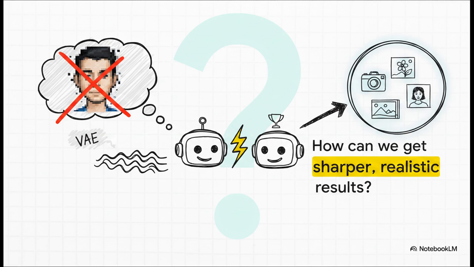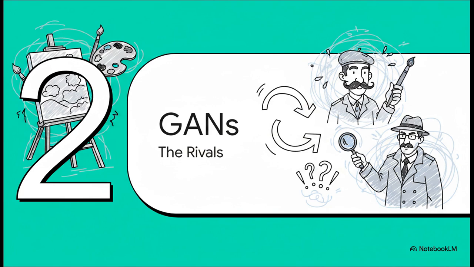To solve this whole blurriness problem, researchers had this really clever idea. What if instead of having one model working all by itself, we made 2 models compete with each other? And that brings us to our next blueprint, Generative Adversarial Networks, or GANs. So forget the lone apprentice. Now I want you to picture 2 rivals, like a master art forger and a super sharp-eyed detective, locked in this constant battle to outsmart each other.